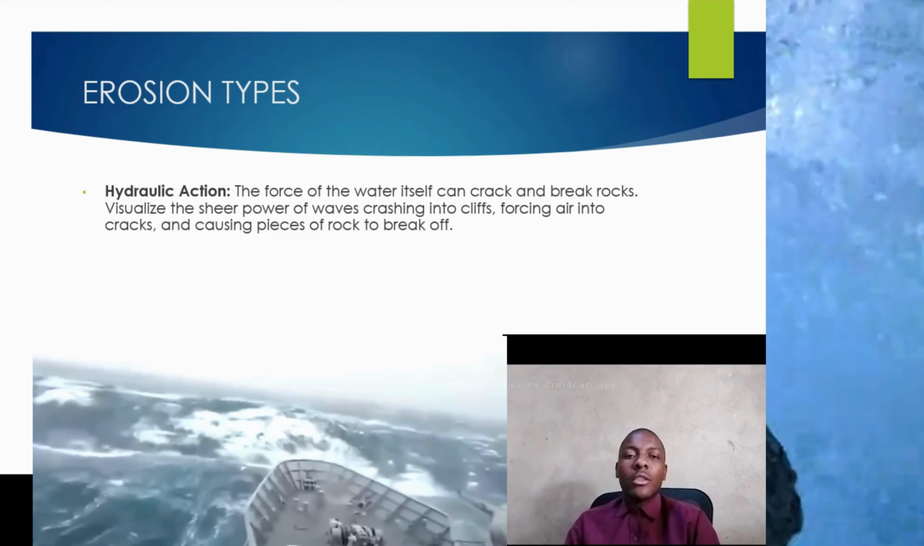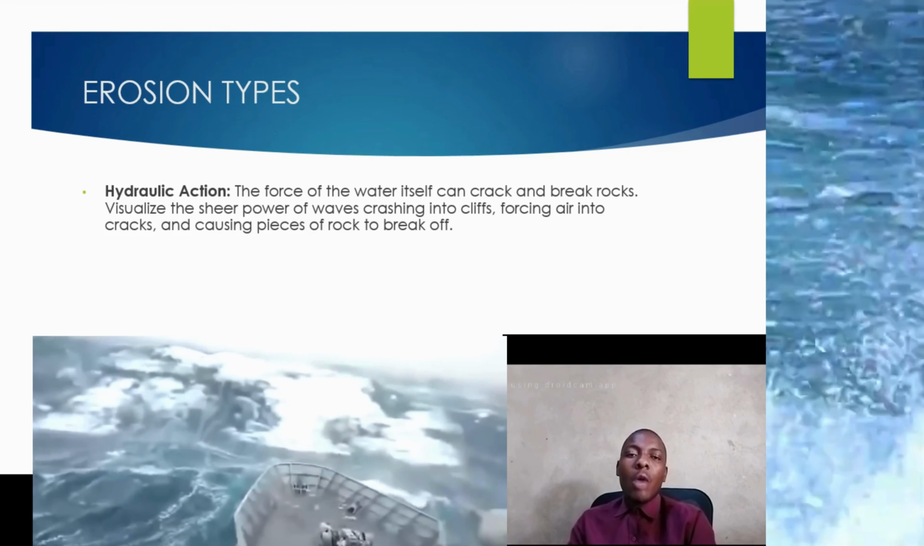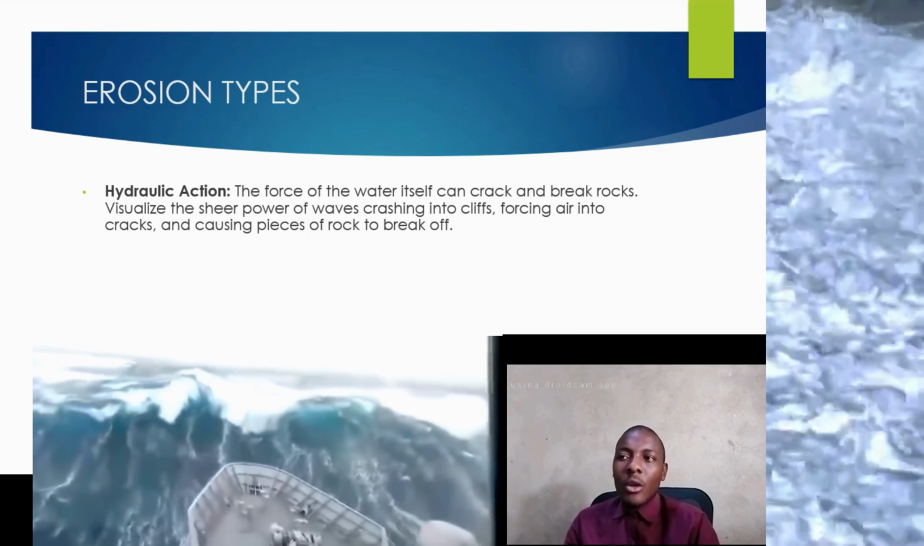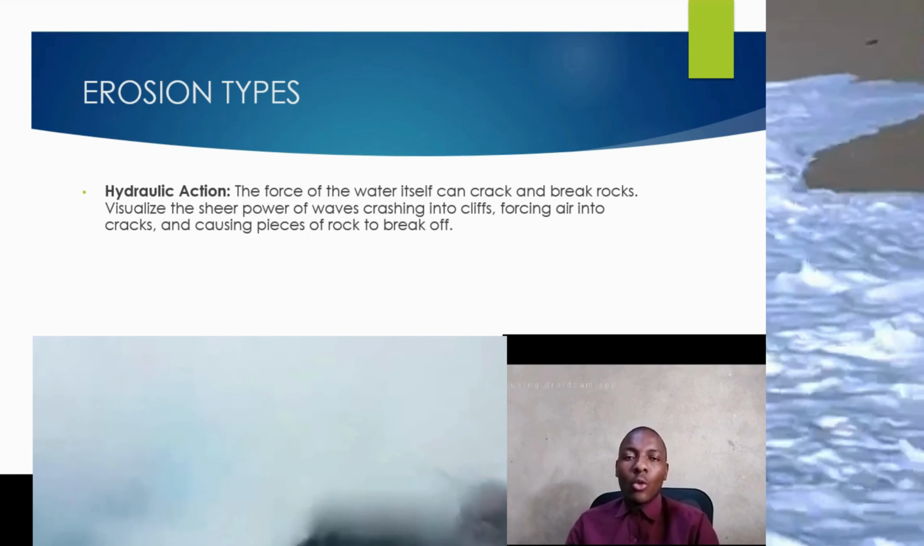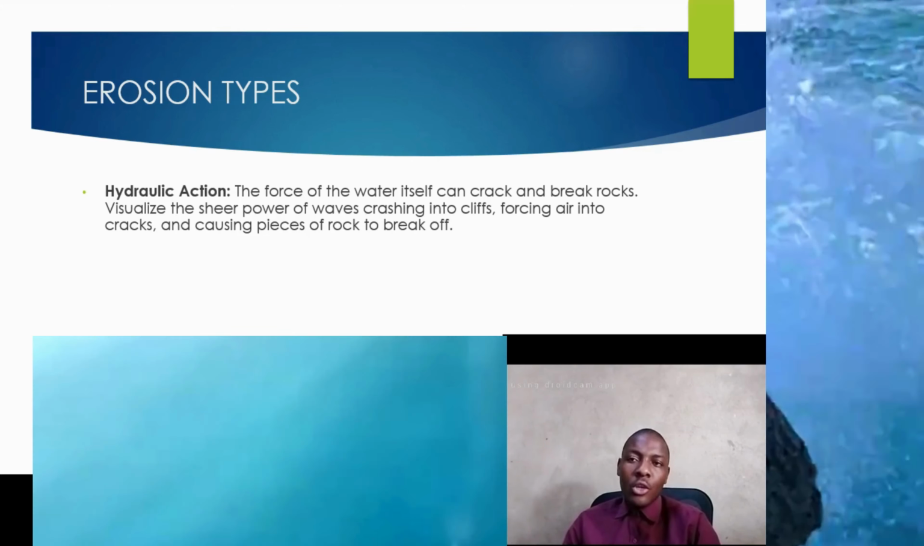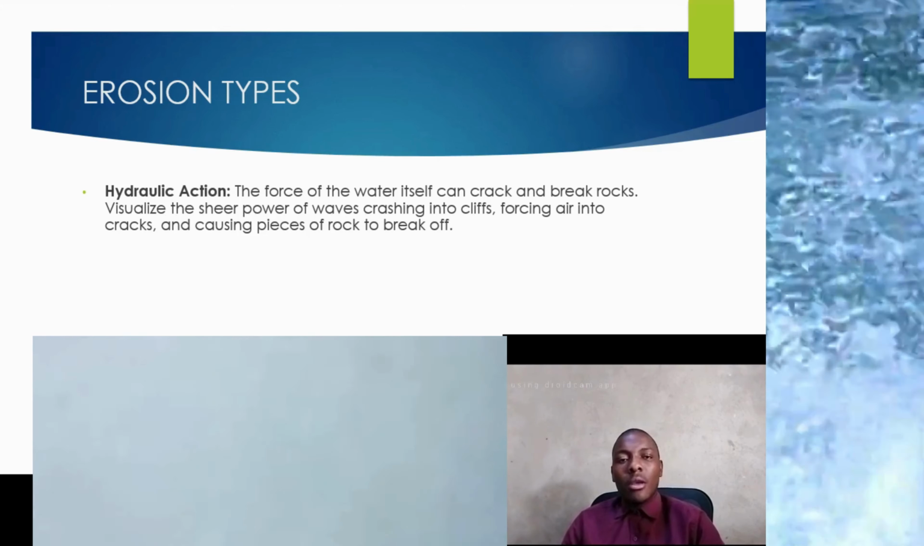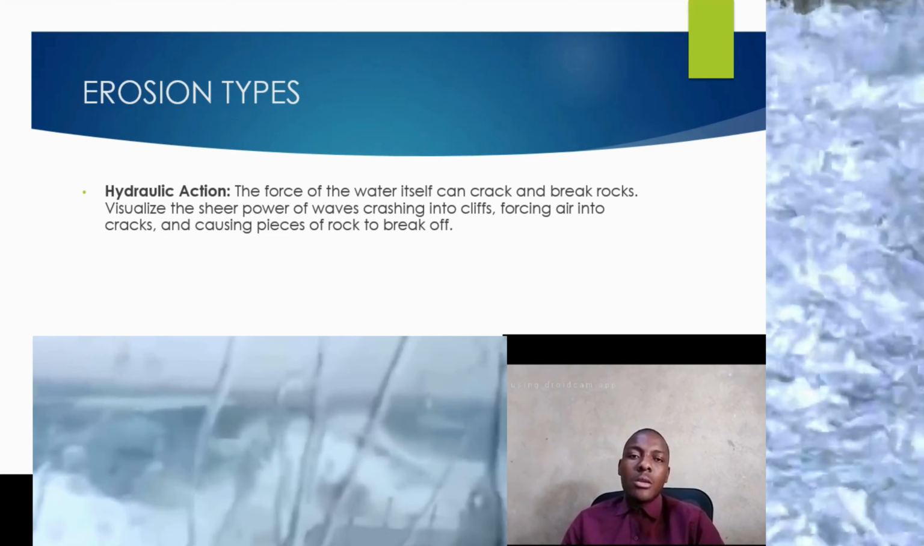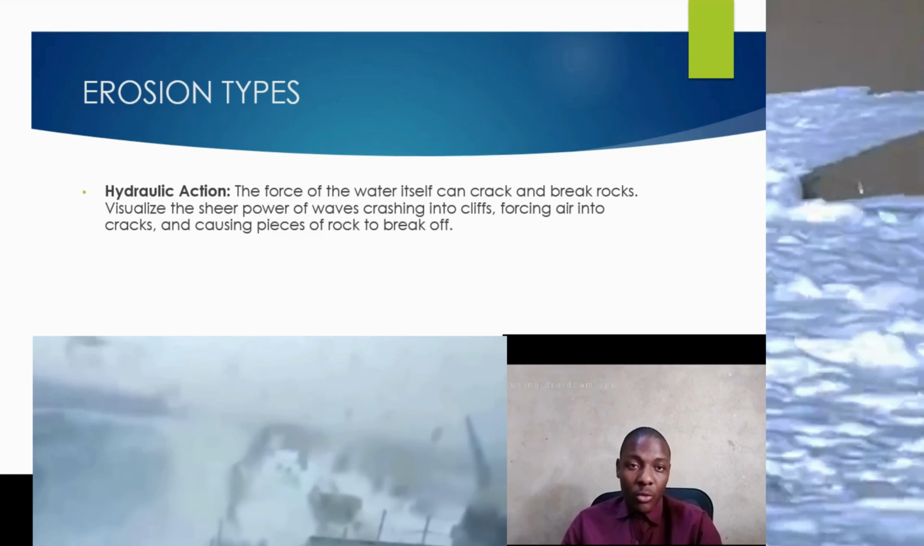So what you just need to do is to visualize the sheer power of waves crashing into cliffs, forcing air into cracks and causing pieces of rock to actually break off. So that's the first type of erosion that we have, which is hydraulic action.